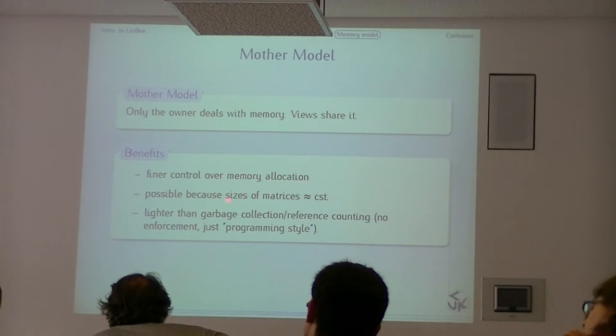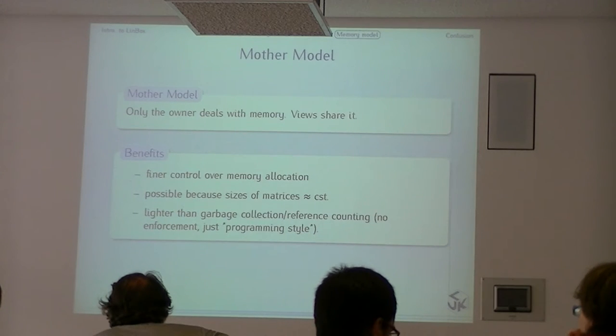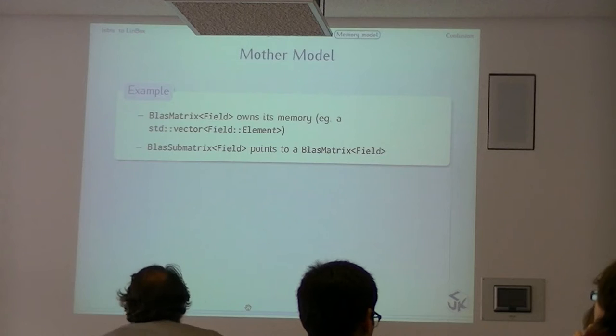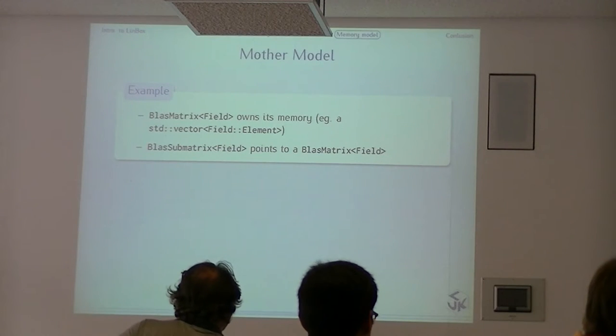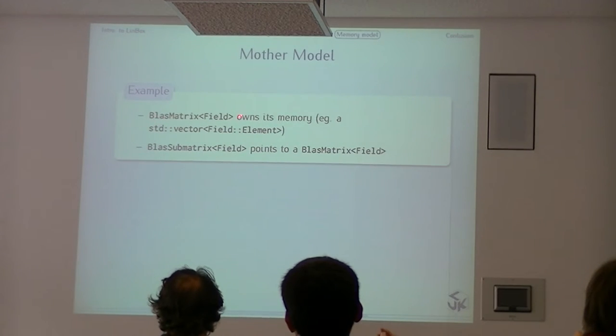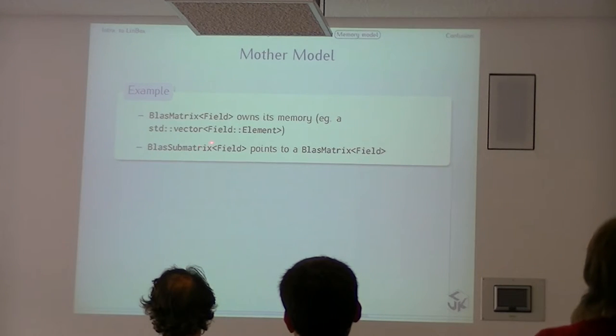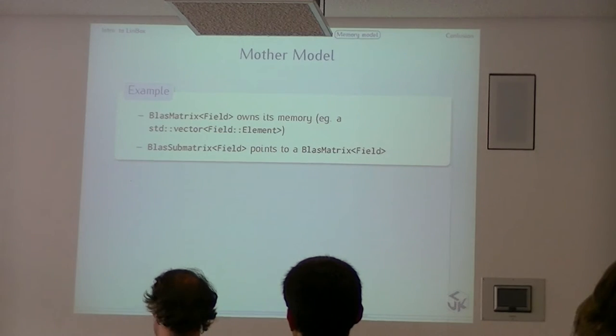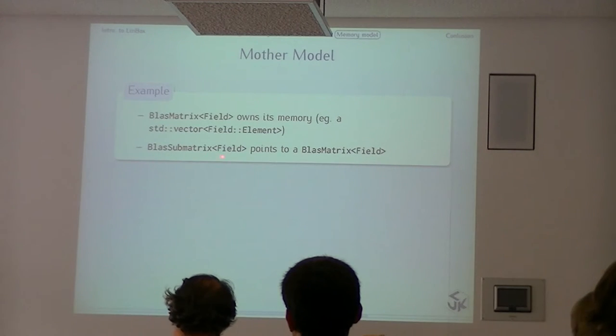And if they are not, well, we can cope. I'm not talking about this now. So, an example of this model: we have dense matrices over a field. They own some memory. We have some matrix, and it just points to the memory of the dense matrix. There is a donor and somebody that shares.